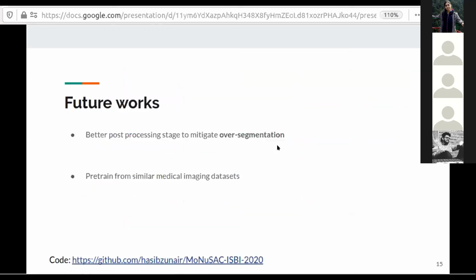Future work would suggest coming up with better post-processing stages so we could reduce the over segmentation problem, and we would also aim to use networks pre-trained on medical imaging datasets rather than on natural images such as ImageNet. If anyone is interested in the code for this work, it is available on GitHub at the link below.